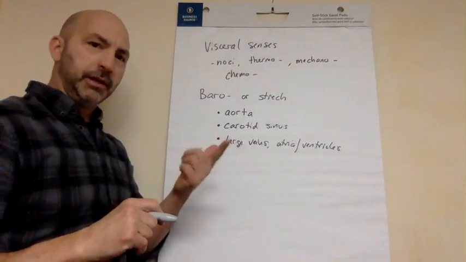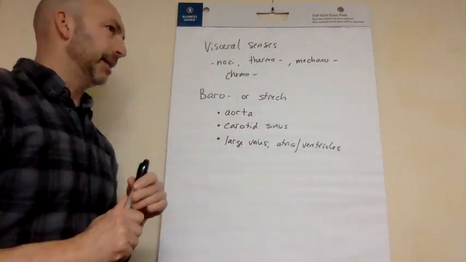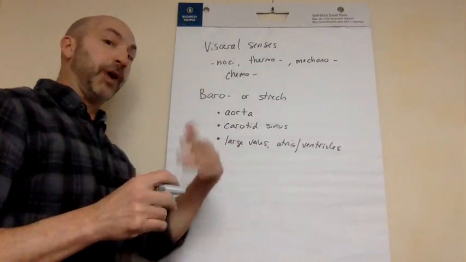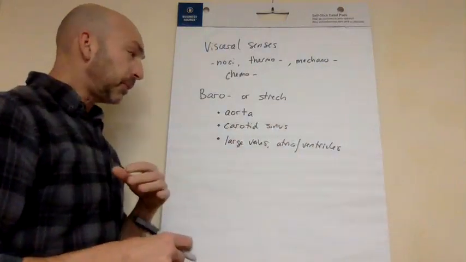Enough oxygen delivery, things like that, we're going to have receptor input there that allows us to know our blood pressure and then therefore regulate our blood pressure so that we can maintain our blood flow.